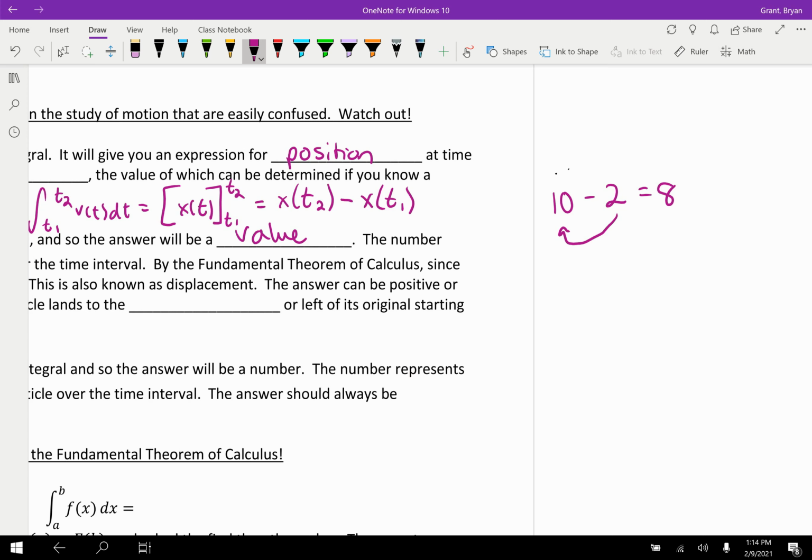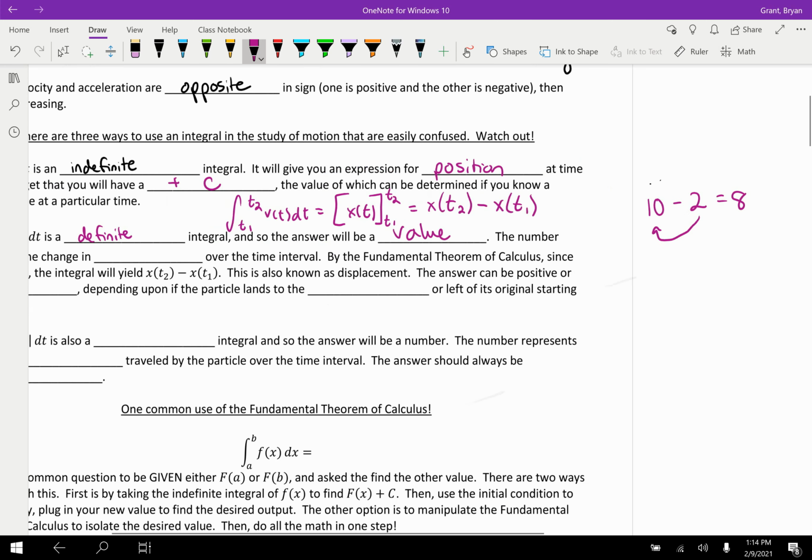But that actually gets a little bit confusing, so we're going to be a little bit more specific about this.